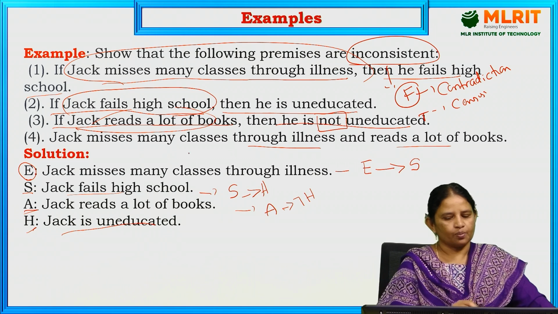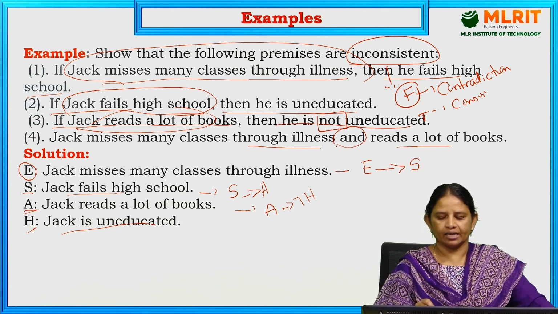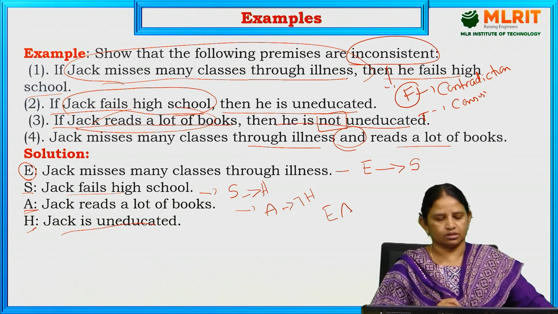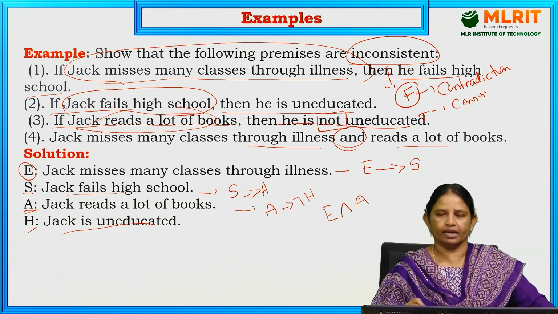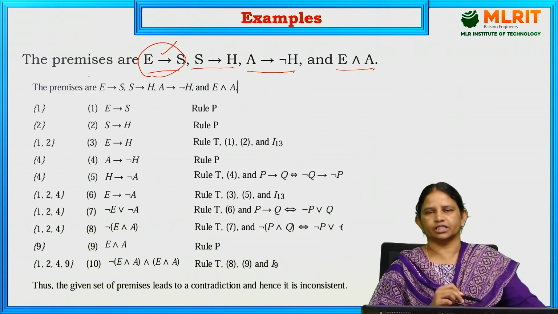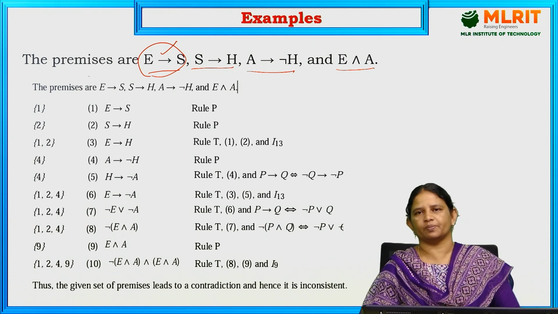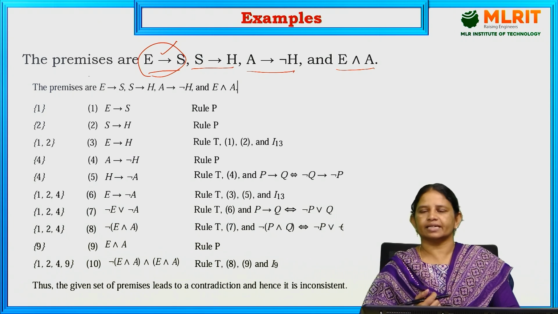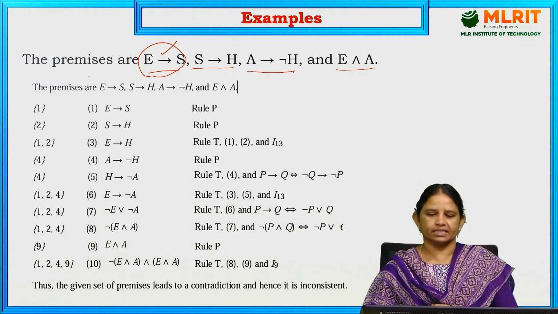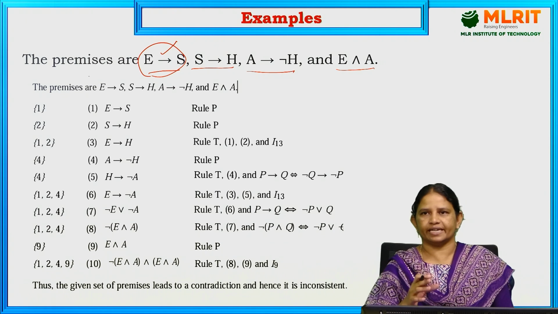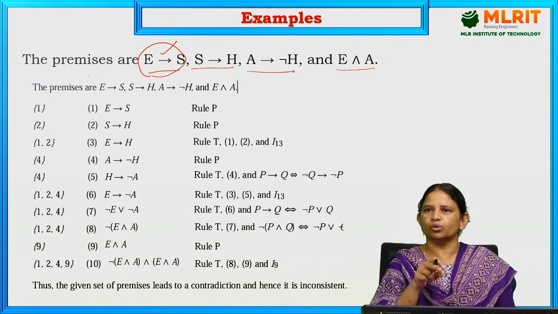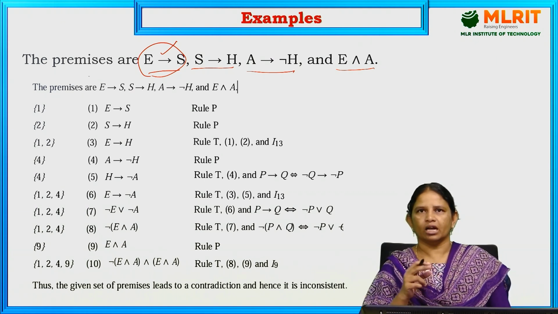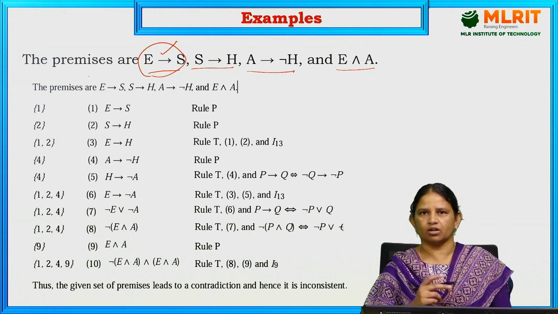Next, Jock misses many classes through illness and reads lot of books. Jock misses many classes is E, and read lot of books is A. So E and A is the fourth notation. From these premises, what we have to prove is that this set of premises is inconsistent. Inconsistent means it is a contradiction or it is false. First of all, whatever statements are given will be converted into notation form. Then, based on the notation, we convert into the premises form. Now let us derive the set of premises and the conclusion.